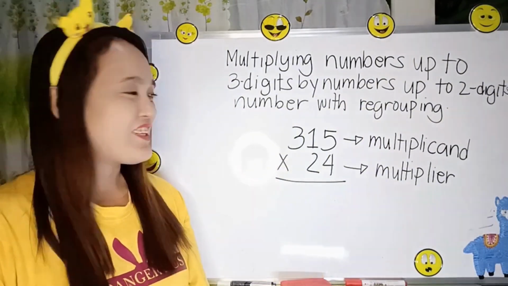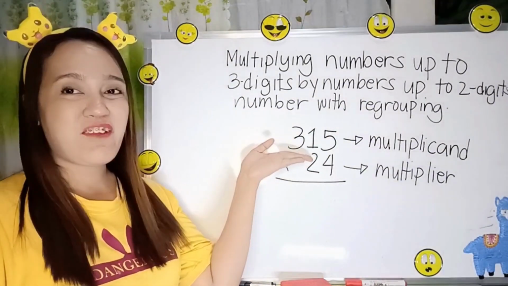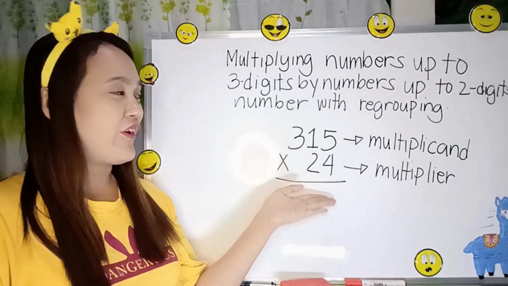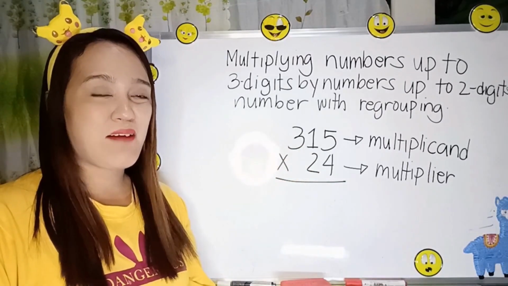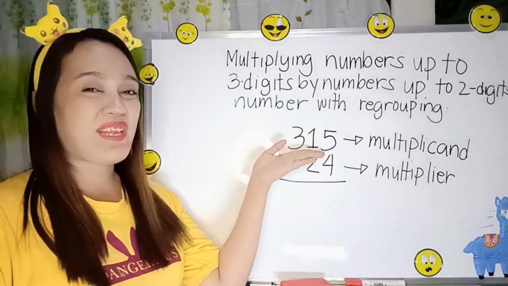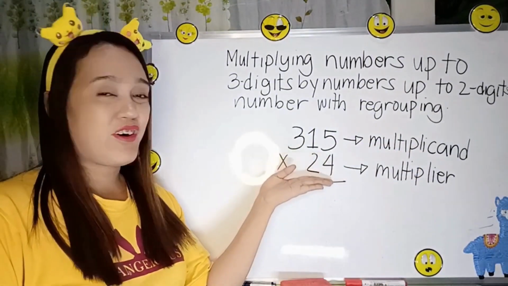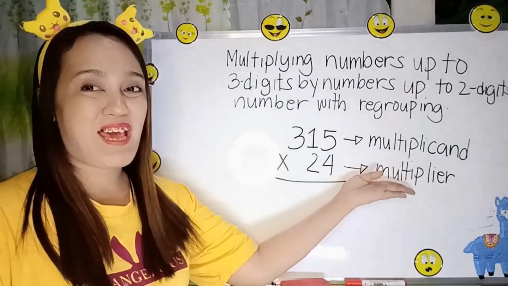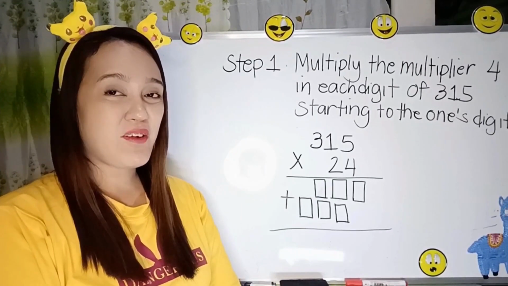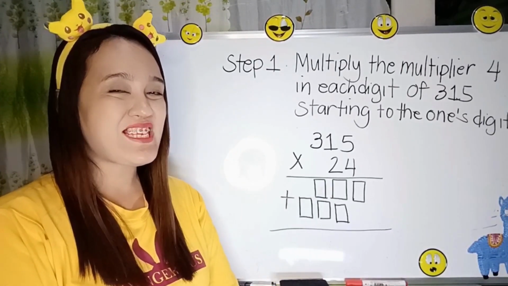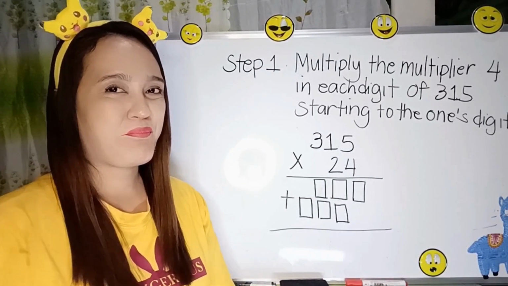So let us now proceed in multiplying numbers up to 3 digits by numbers up to 2-digit number with regrouping. So we have here 315 times 24. In this example, 315 is the multiplicand, while 24 is the multiplier. We can simply solve this problem by following 3 simple steps.